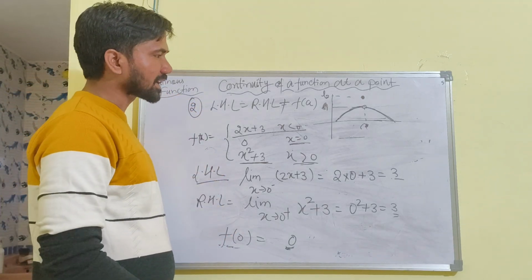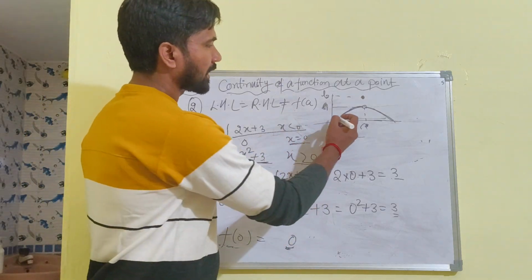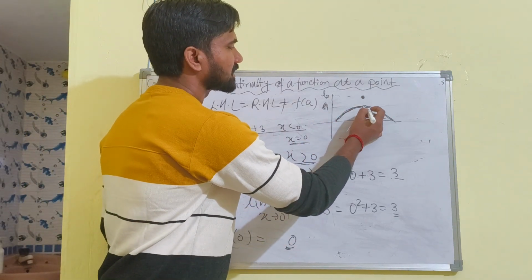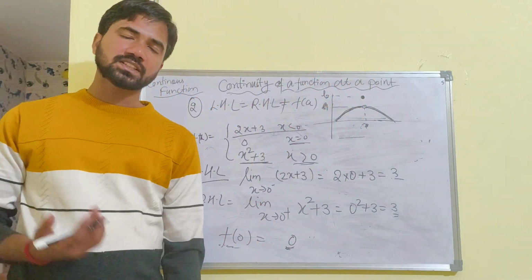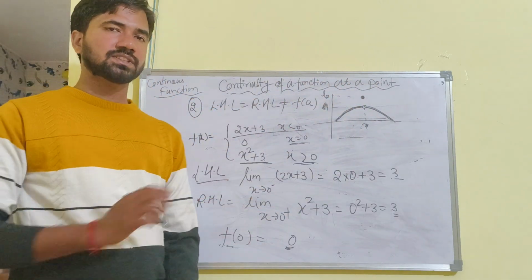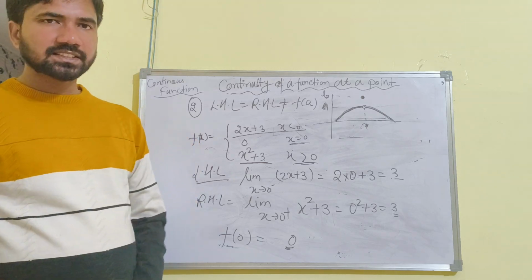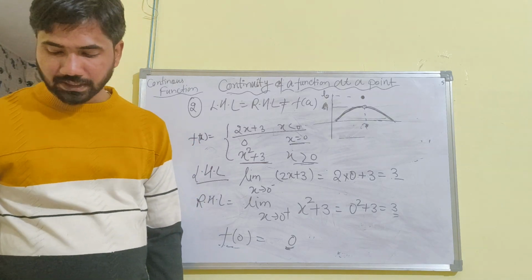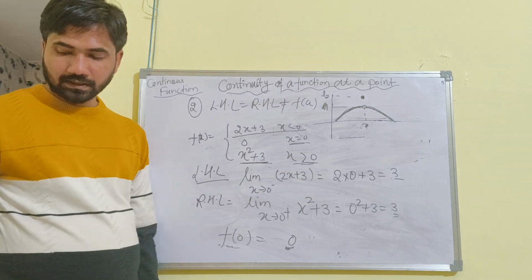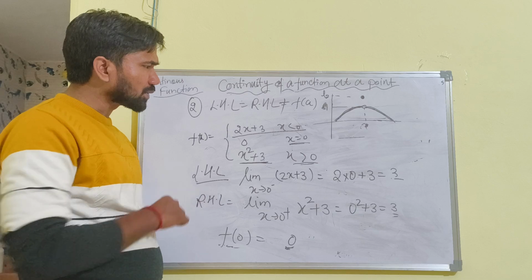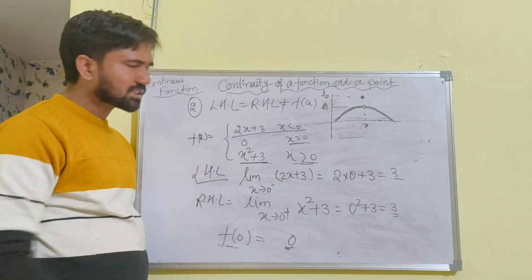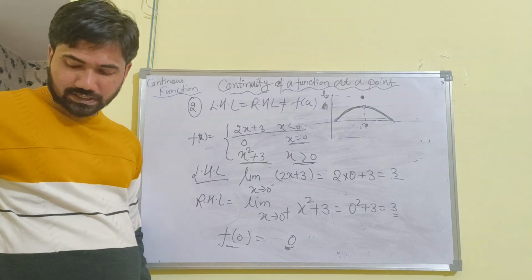Again, if we draw the graph, it looks the same as this graph. Left hand limit and right hand limit exist, but a different value comes for the function. So this is again a discontinuous function. This is the second case when a function can be discontinuous. If you want to draw the graph, we can draw it. This is also easy. Easily we can draw the graph.